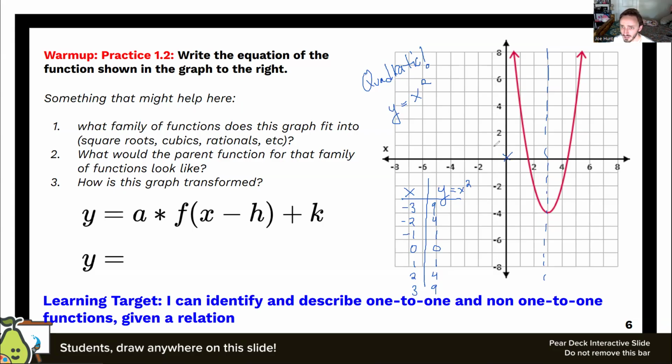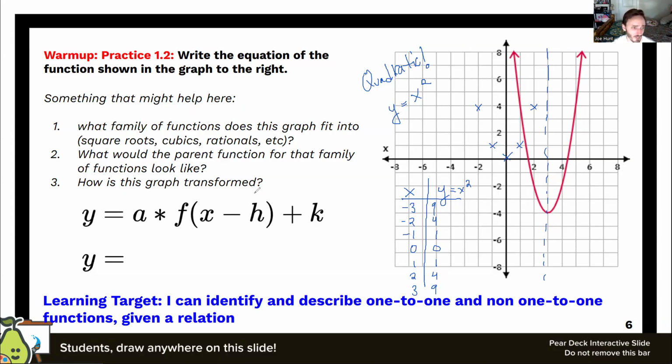So what I'm going to do is mark on my graph what the parent function used to look like. And I'm going to use that to contextualize what I'm seeing on this graph in red. And that might help me iron out what transformations have occurred here to go from that parent function to this version that I see here.